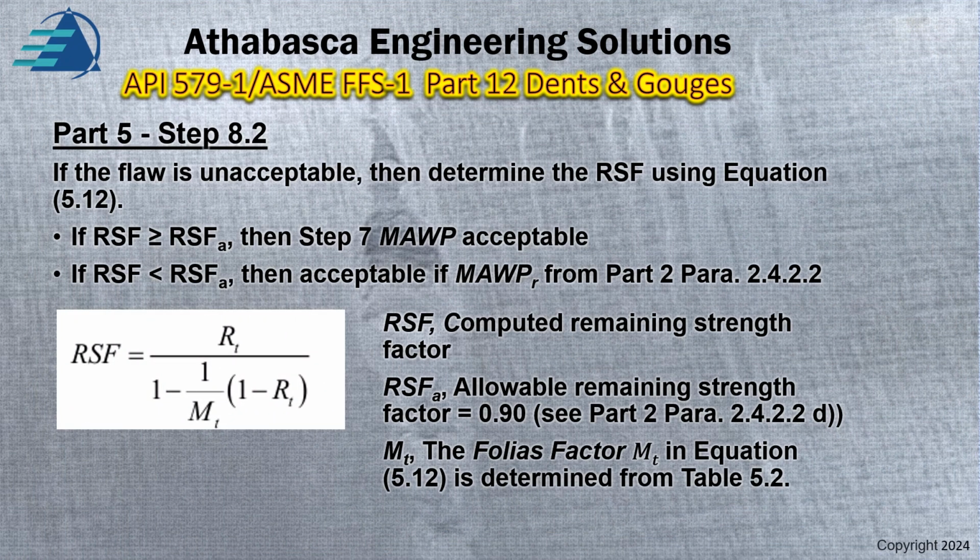Now we're going to go into part 5, step 8.2, and this has been rearranged a little bit in the later editions. So we calculate the RSF, and if our RSF is greater than RSFa, which is the allowable remaining strength factor, then we have an acceptable value. If we're less than that, then we go ahead and calculate from part 2, right? Let's look at this equation. There's something called a Folias factor, and you can get that from table 5.2, and you put that in there, and of course your ratios there. So you can see how critical getting this RT is correct when we evaluate how much we have to reduce our stress by.